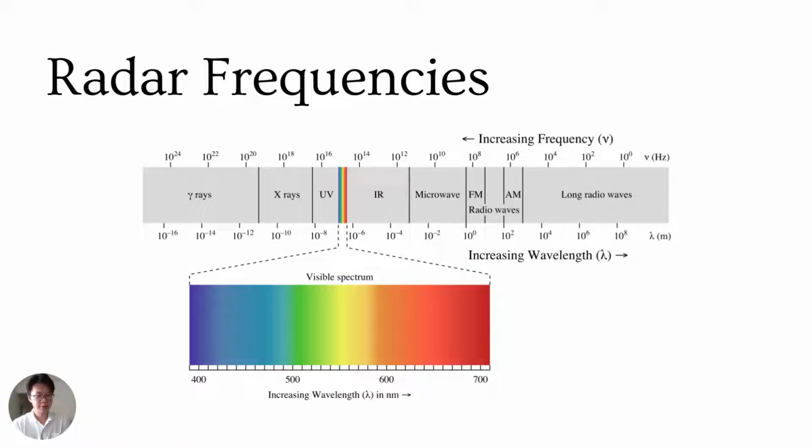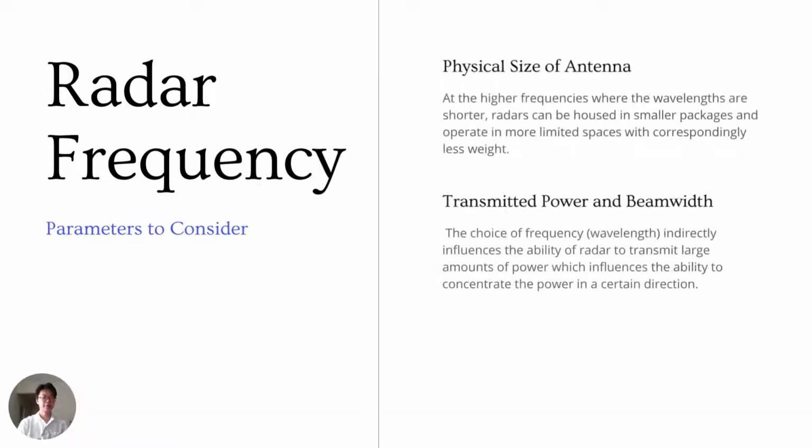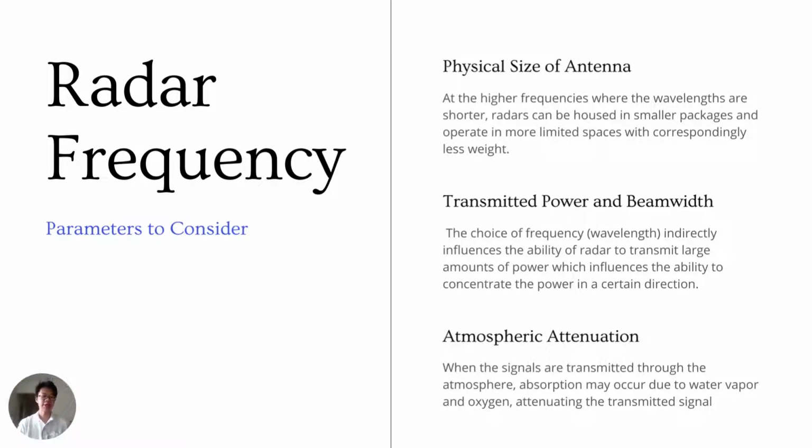After that, we look at radar frequencies. There is actually no limit to what radar frequencies are. Typically, it starts from radio frequency, which is 10 to the power 6, all the way until visible light, which could be used as a radar frequency. However, as you increase in frequency, you decrease in wavelength. So the shorter the wavelength is, the shorter the range of the radar would be. There are multiple parameters to consider, such as the physical size of the antenna, transmitter power and beam width, and atmospheric attenuation.